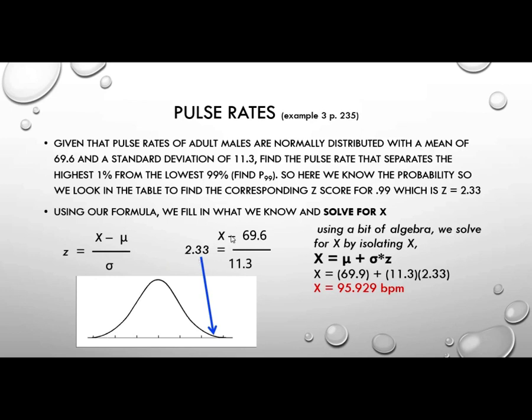So the part we're missing is X. We're looking for X. We know this piece, we know this piece, we know this piece. We do a little bit of algebra and we solve for X by isolating X. X is equal to mu plus sigma times Z. Plug it in and we find that the score below which the lowest 99% of the people fall is 95.9 beats per minute. Anybody beyond that is in the top 1%.